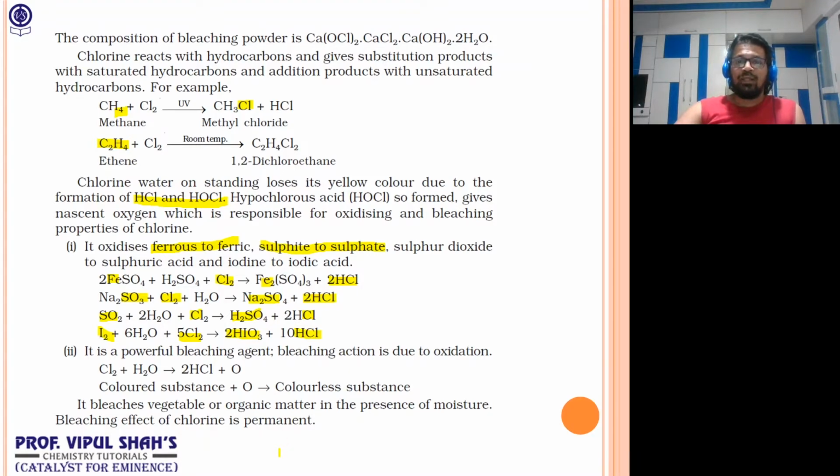So the powerful bleaching part, second reaction, please mark it important. Look at that, chlorine with water directly gives 2HCl plus nascent oxygen. Actually the reaction is: chlorine plus water gives HCl plus HOCl. HOCl again breaks down to give HCl plus nascent oxygen. So directly it's written in one step. And that coloring substance reacts to become a colorless substance. That's the process of bleaching.